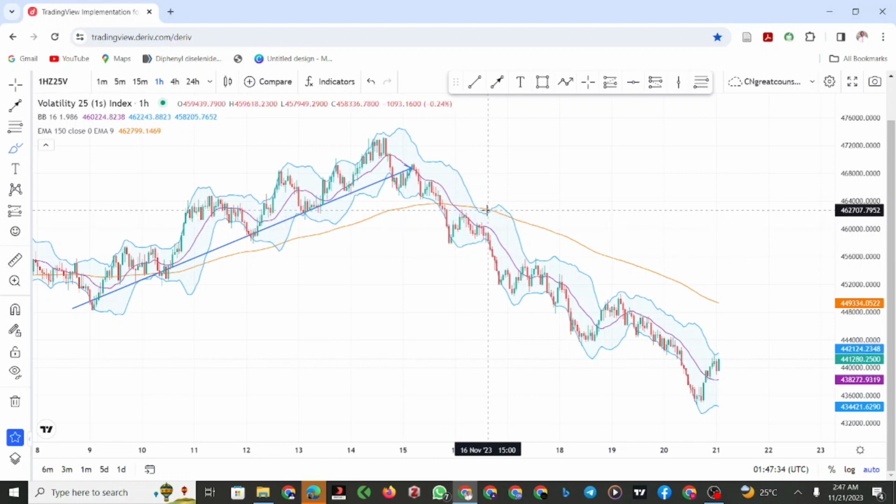But if it gets to the upper bands of the Bollinger Band this time, because you are now looking for a selling opportunity, then that's a high probability trade. Either of the ways, you can execute your trade.